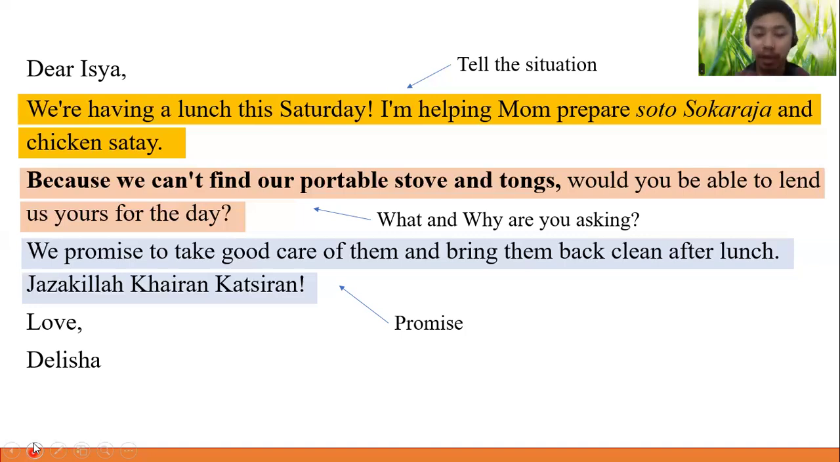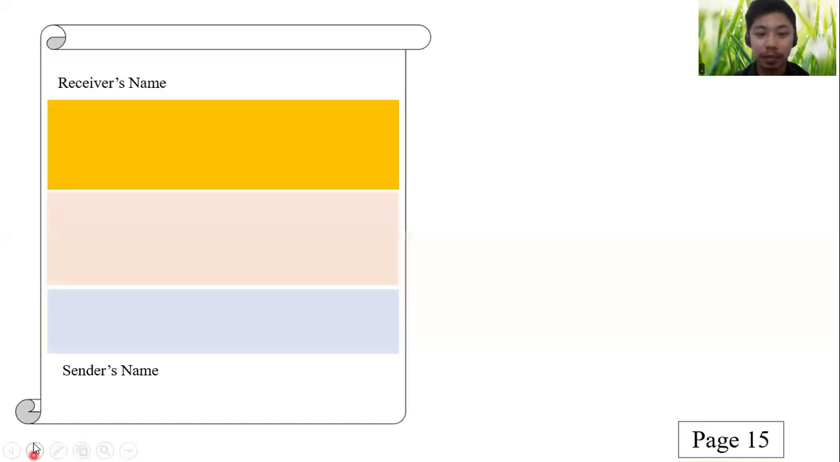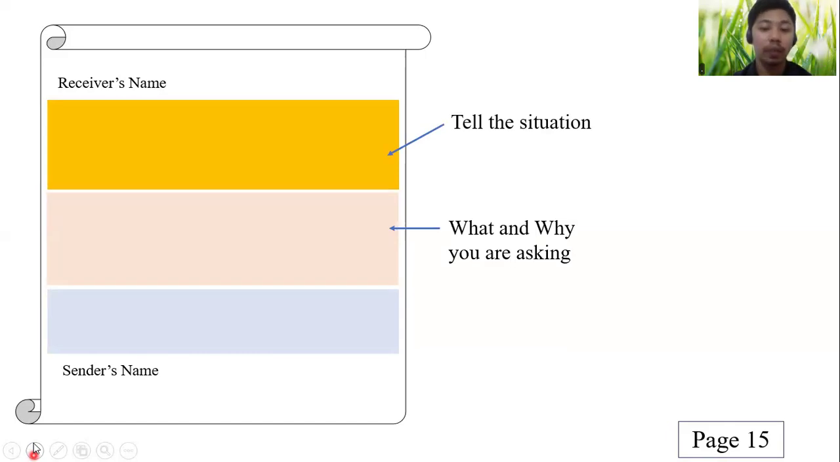Okay? Jadi parts-nya hanya ada 3. We only have 3 parts in the organization. First, tell the situation. The second one, write down what and why you need to borrow the items. And the third part, it is the promise. So if we go on to the next part, it will be like this, teman-teman. Tell the situation first, and then what and why you are asking. And then the third one, it's about the promise. And also don't forget, you also need to write down the receiver's name or the addressee, and also the sender's name. Sender's name, it means your own name.